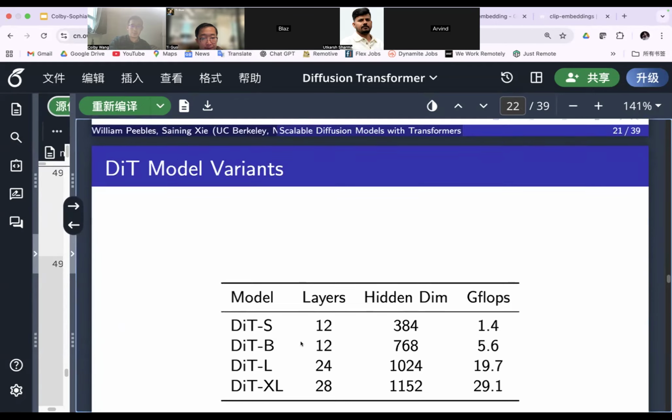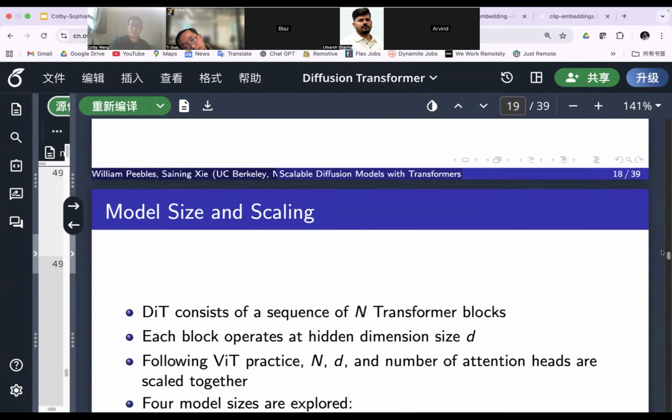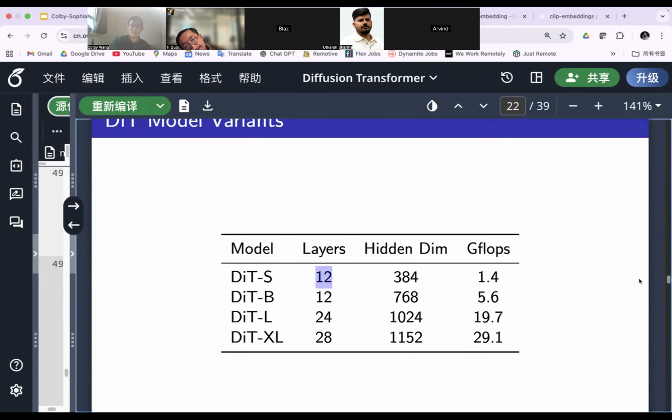So where's the table? The small model has 12 layers of transformer blocks. Each transformer block is the rectangle, the transformer stuff. The small model has 12, the base has 12, the large has 24, and the extra large has 28. For hidden dimension, the small model has 384, and the XL has 1152. The GFlops increase as we go from S to XL. So basically it's just the model size. Everything else stays the same.